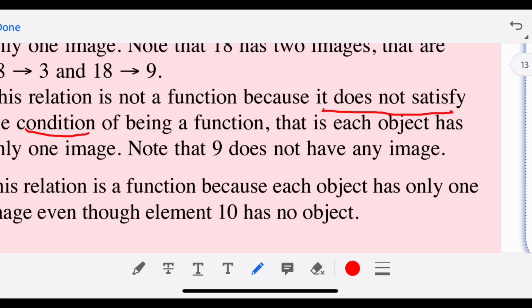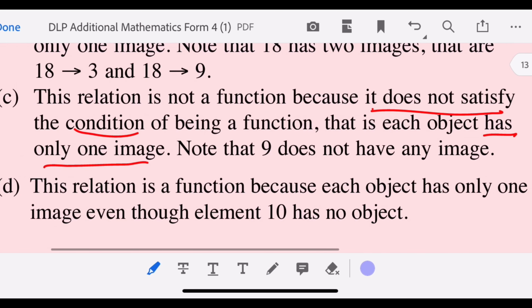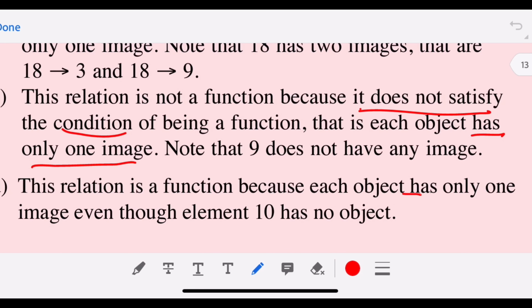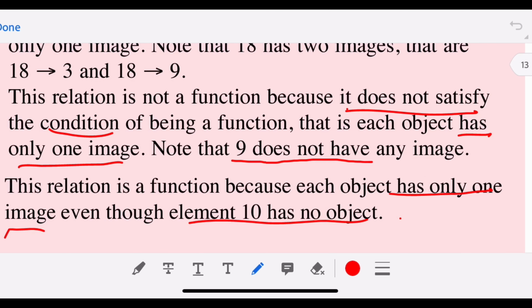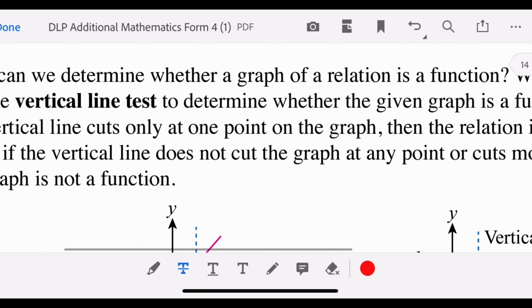If the relation is not a function, it is because it does not satisfy the condition of being a function, that each object has only one image. Remember that for a function, each object has only one image. So a function is defined as each object having only one image. Please remember the sentence so that you can explain your answer later. Then highlight the important keywords.